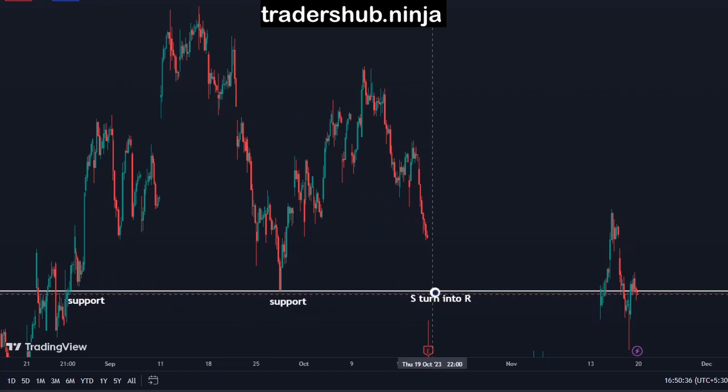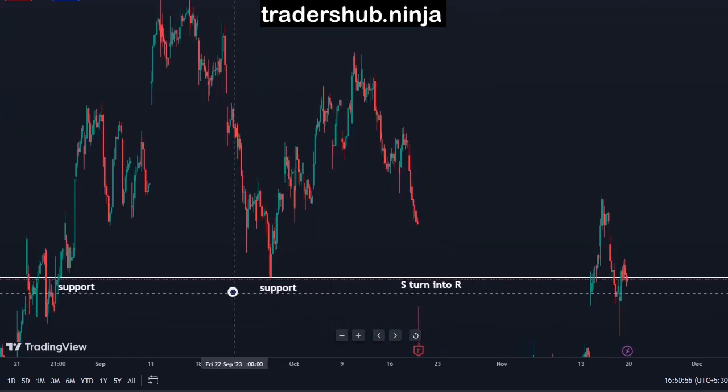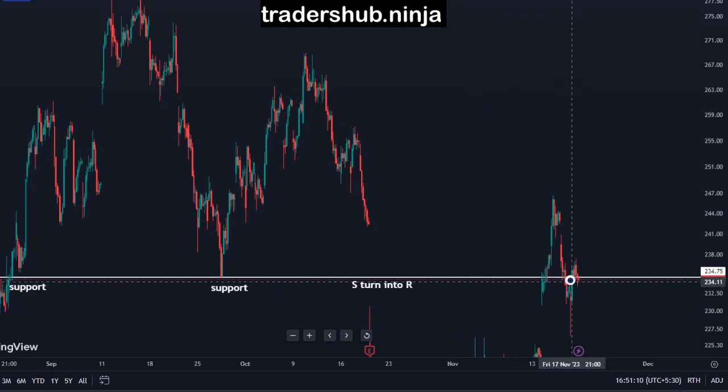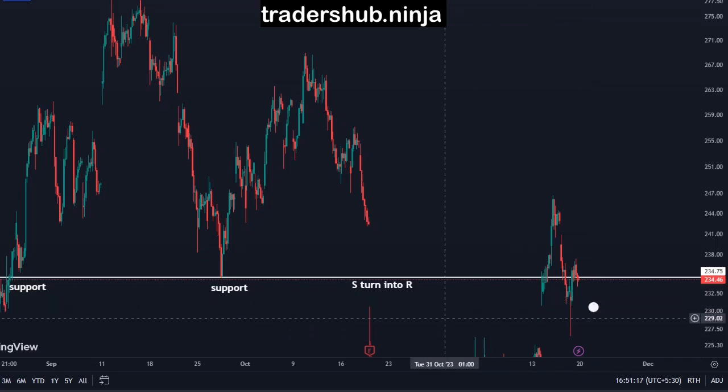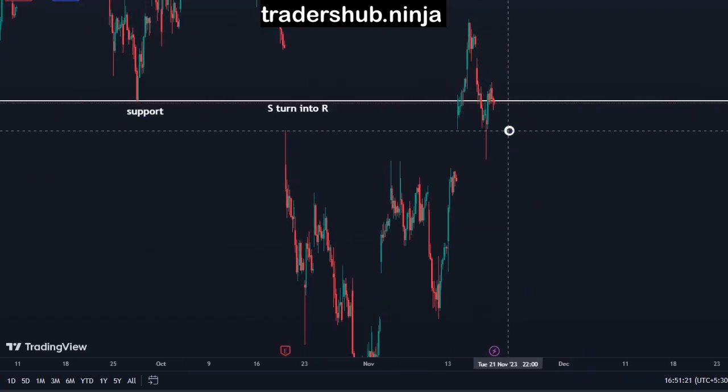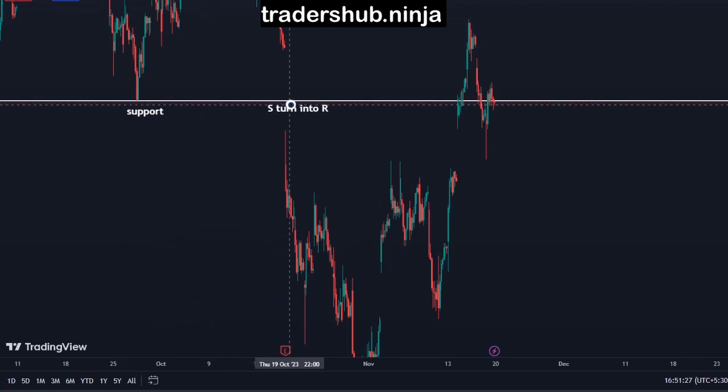What will happen here? This support turned into resistance. A breakdown happened and the market came down. So here one price level acted as support, and the support turned into resistance. Here we are at the same level. The market retested this level, so we are expecting a downward move here. This support level turned into resistance. A breakdown happened and the market came down. We are at the same level. The market retested this level, and we are expecting downward momentum here.